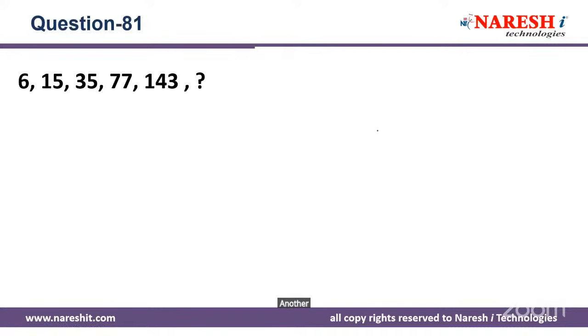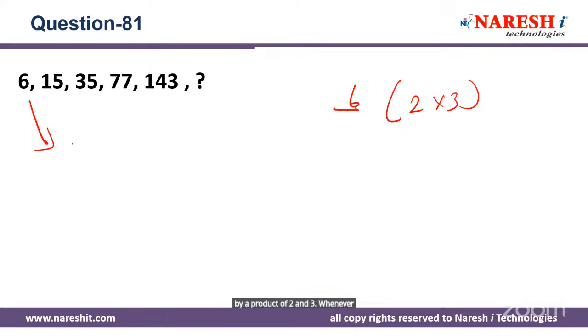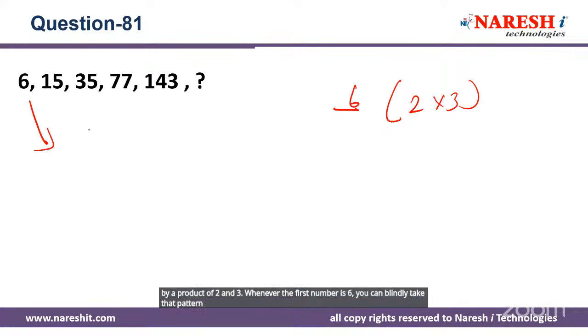Another pattern of number series. In number series, whenever the first number is 6, always by default take the pattern that 6 is formed by a product of 2 and 3. Whenever the first number is 6, you can blindly take that pattern: 6 is a product of 2 into 3.